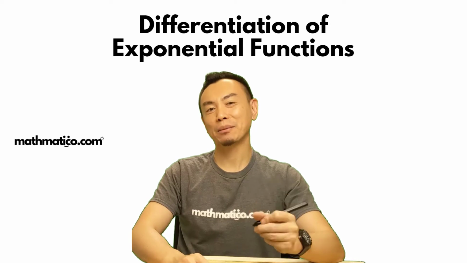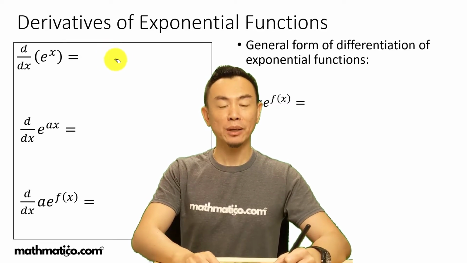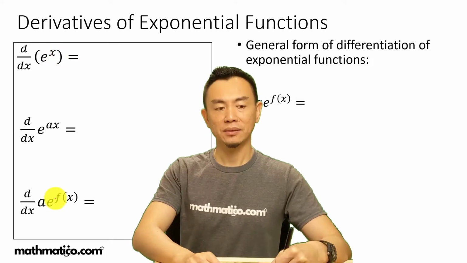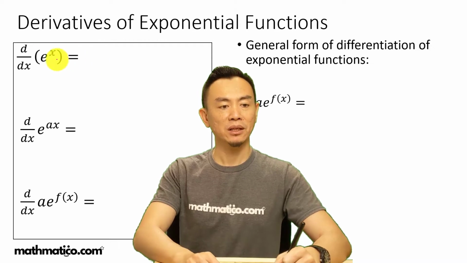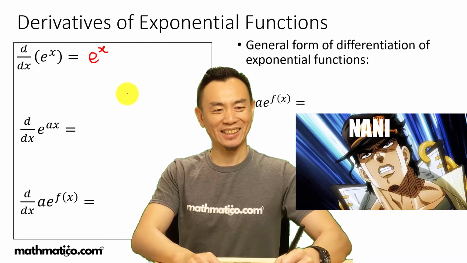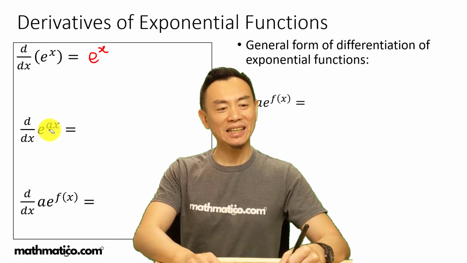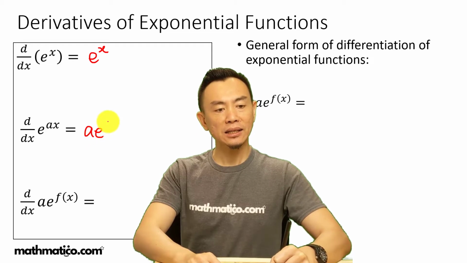Today I'm going to share with you about the differentiation of exponential functions. By exponential functions, we refer to e to the power of x, or base e to the power of any expression, which is more likely what you will see. If you differentiate e to the power of x, you get e to the power of x. If you differentiate e to the power of ax, you get a e to the power of ax.